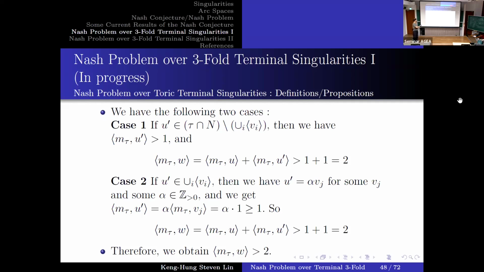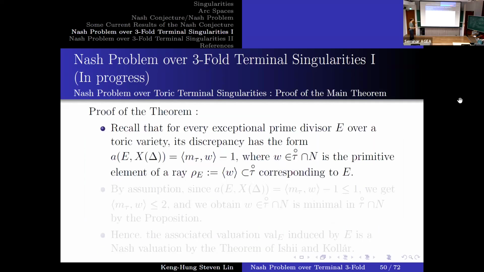If W is not minimal, then the inner product with m tau is strictly greater than 2. As long as we have this result, the main theorem immediately follows. We know that the m tau inner product with W actually gives you the log discrepancy, right?